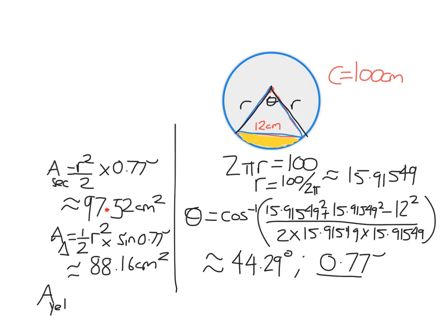So, of course, the final area in yellow, I'll just call that area of the yellow, will just be this minus this, which is approximately 9.36 centimeters squared. Okay, so it'll be slightly inaccurate because there was so much rounding, but that will be close to what the area in yellow actually is.